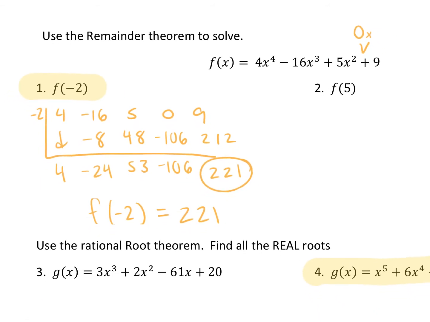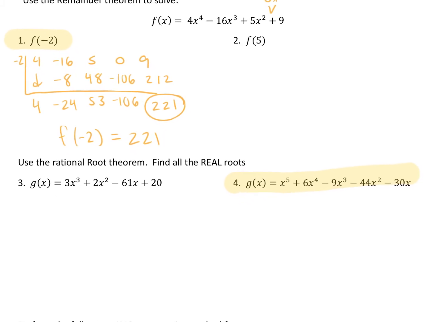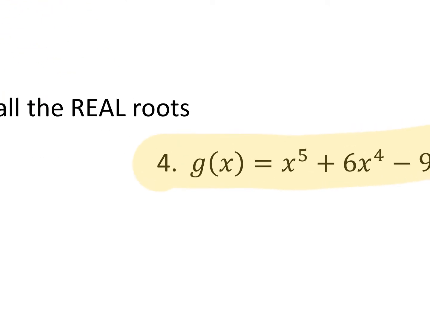Number 2, we're doing the same thing, so I'm just going to skip it so we have time to get through all of them, but the answers are on campus. So next I want to take a look at number 4. We have to use the rational root theorem to find the real roots. What does roots mean? The zeros. So roots, zeros, solutions, all mean the same thing.